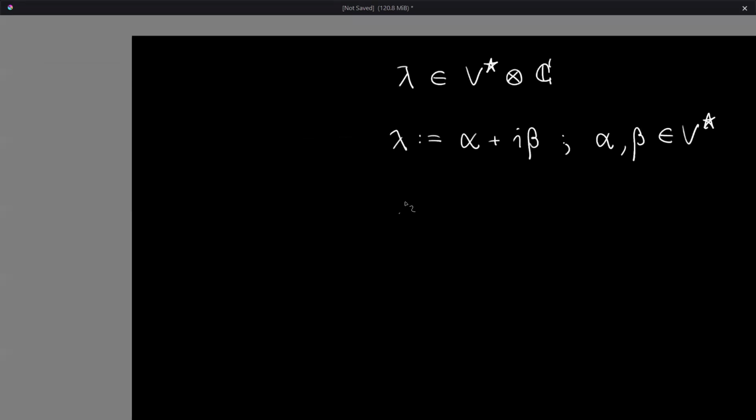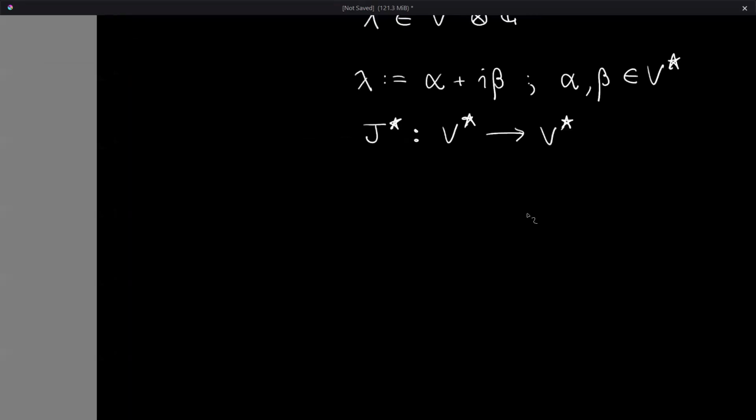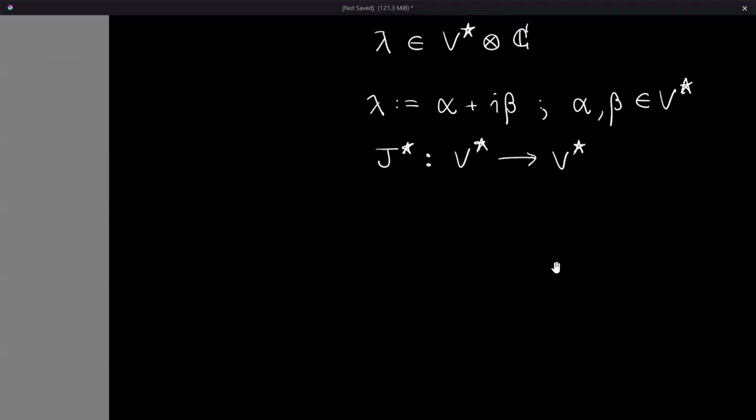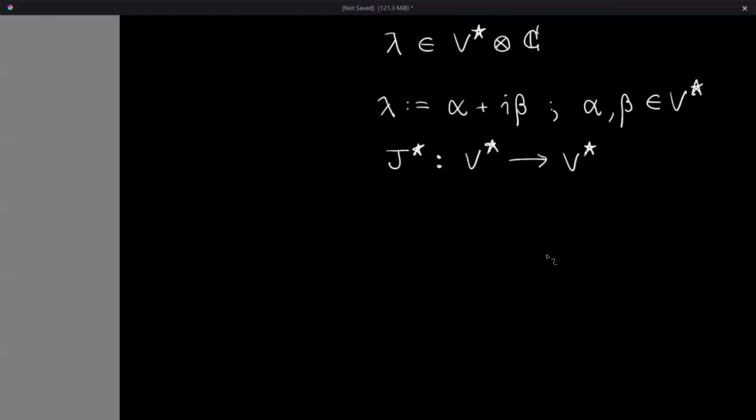So now J, sorry, this should be J star, right? J star is a map that goes from V star to V star. So this is not actually defined on the complexification. So we need to extend it again. We need to take what we defined earlier and pull it to the new context by extending it. So we're using the earlier definition as the building block that is going to be slotted together to make the new definition. So how do we do that this time?